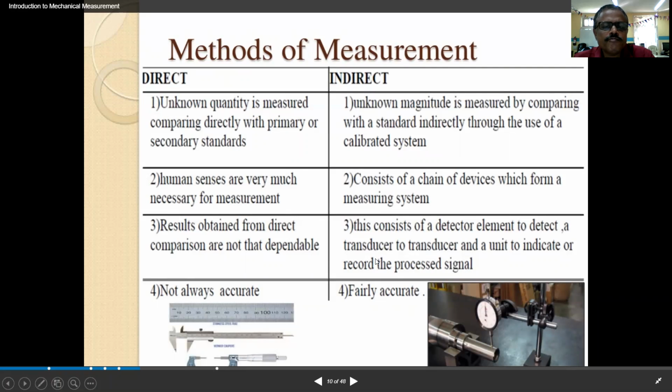Indirect comparison is somewhat accurate, as it consists of a detector element, that is a sensor to detect, and it also has a transducer where it is converted into some sort of variable, and you will get the output. So this is somewhat reliable compared to the direct method of measurement.